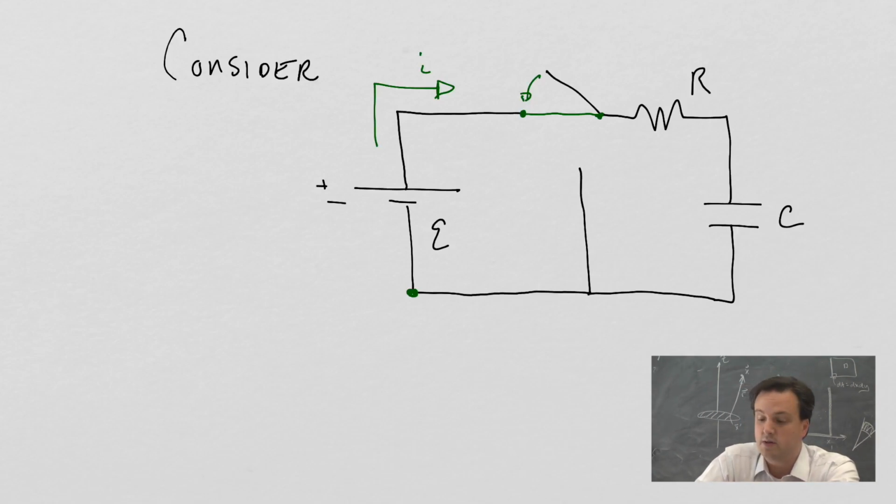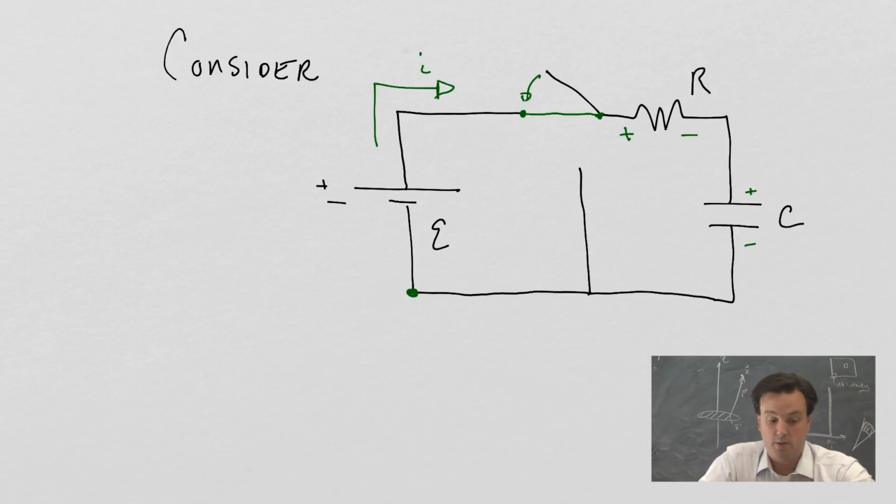Given this guess for what the current is doing, the potential is going to drop across the resistor. So I'm going to put my plus sign on the left and my minus sign on the right. And then the potential will also drop across the capacitor. So I'll put my plus sign on top and my minus sign on the bottom.